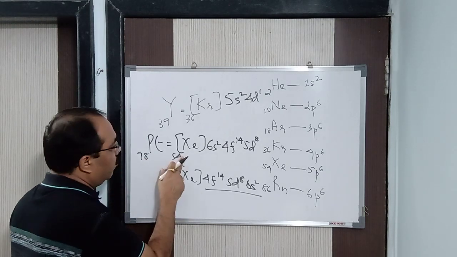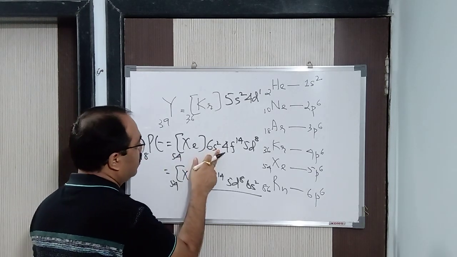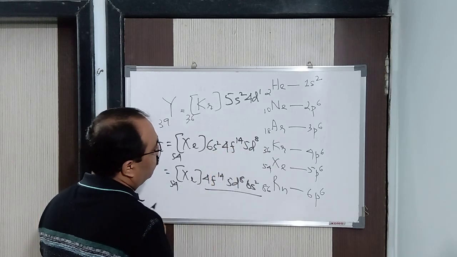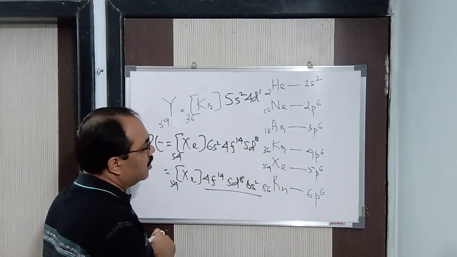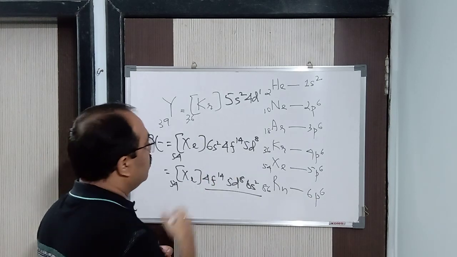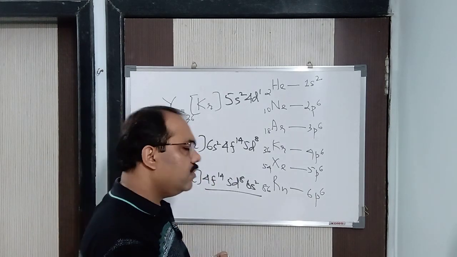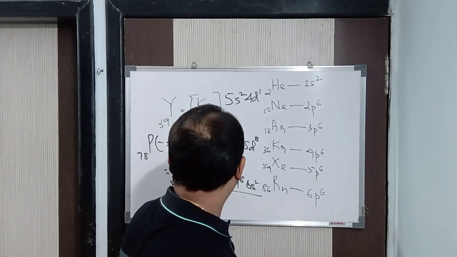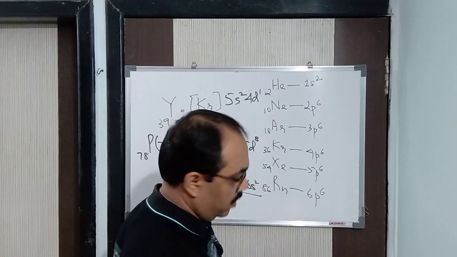Alright, that's 54. It is 78. 54 plus 2, 56. 56 plus 10, 60... sorry, I am only counting now. 56 plus 14, 70, plus 8, 78.